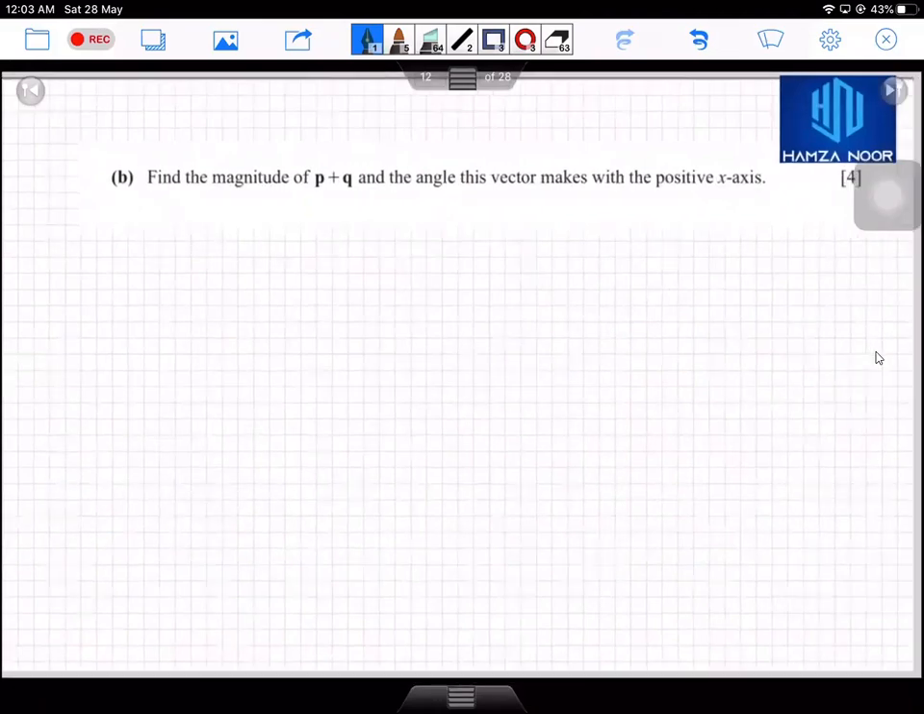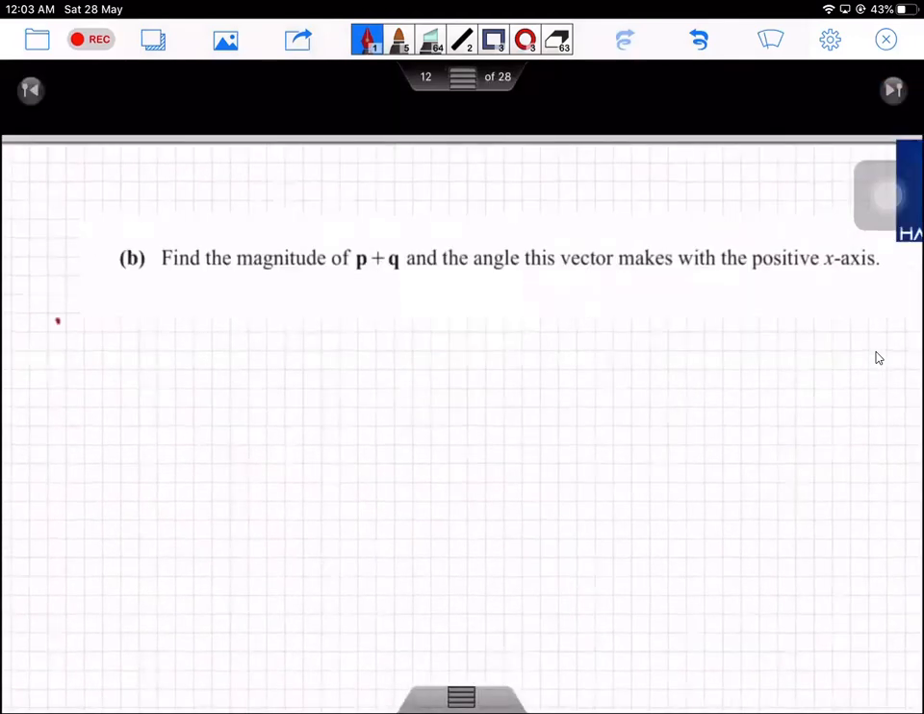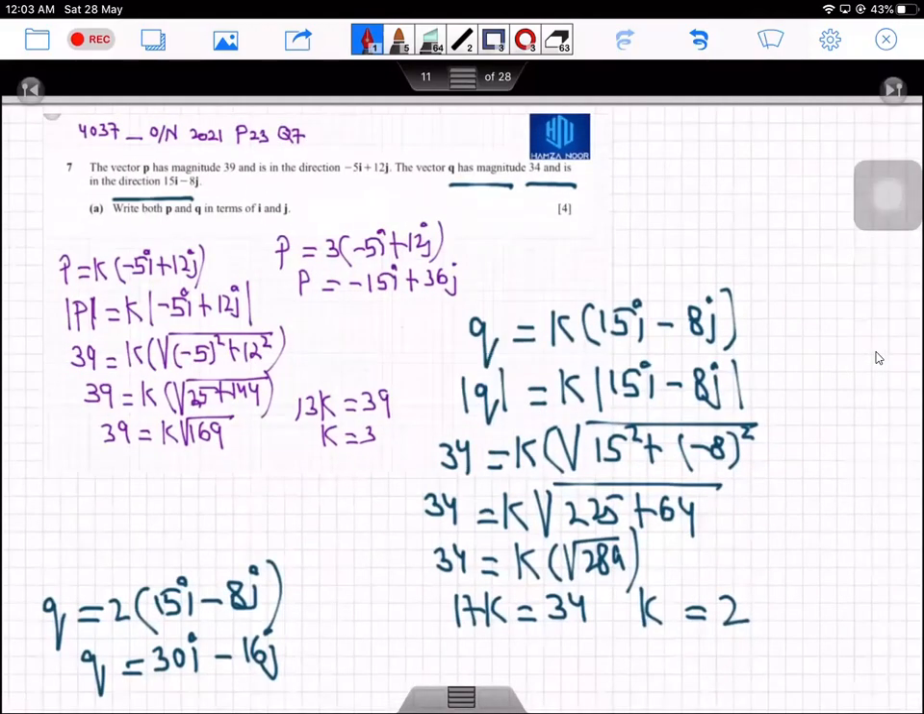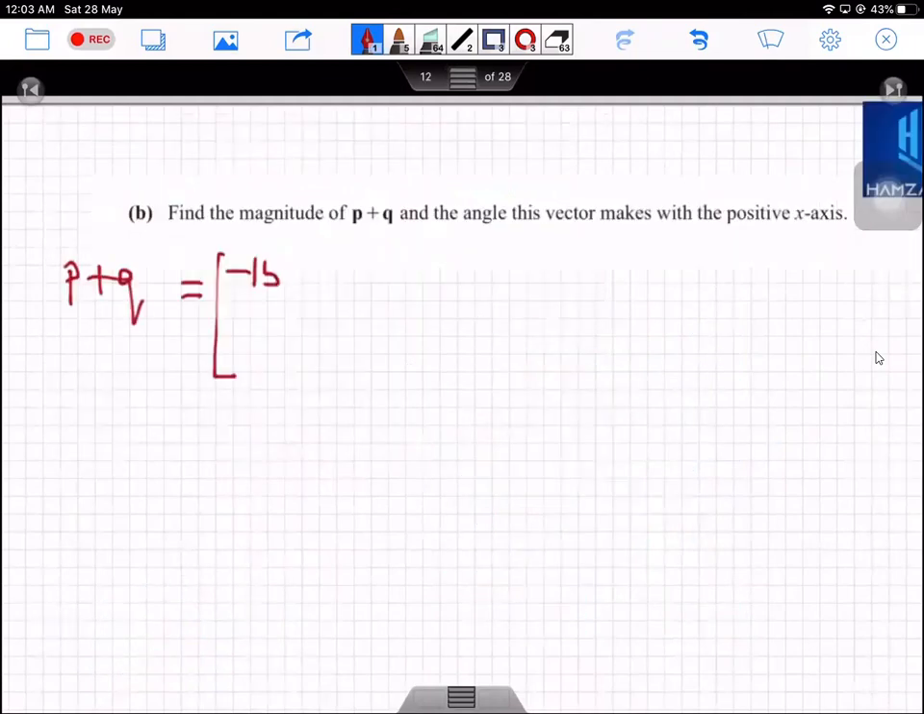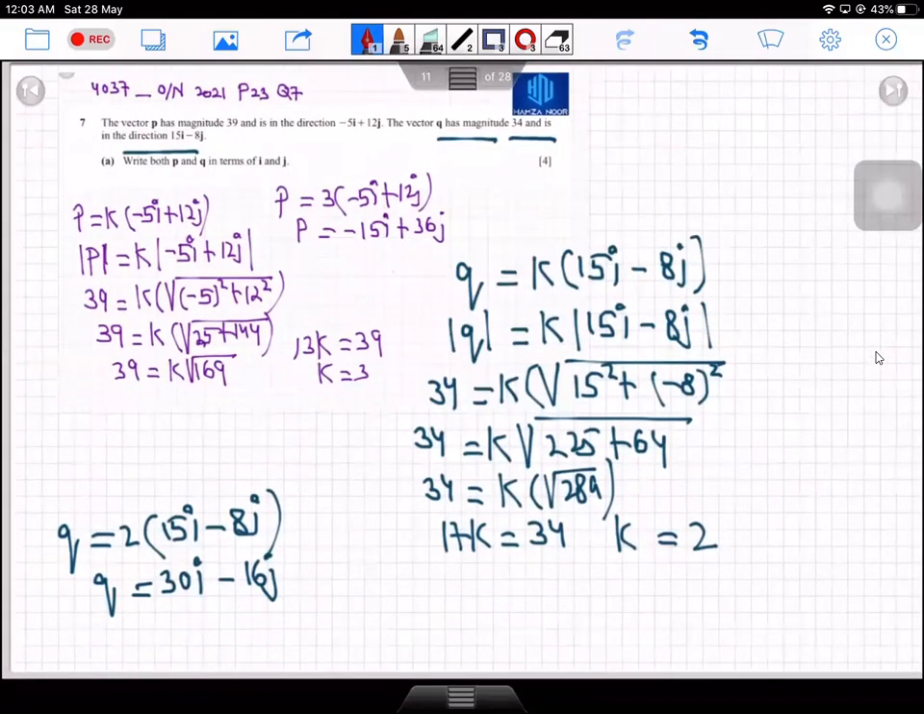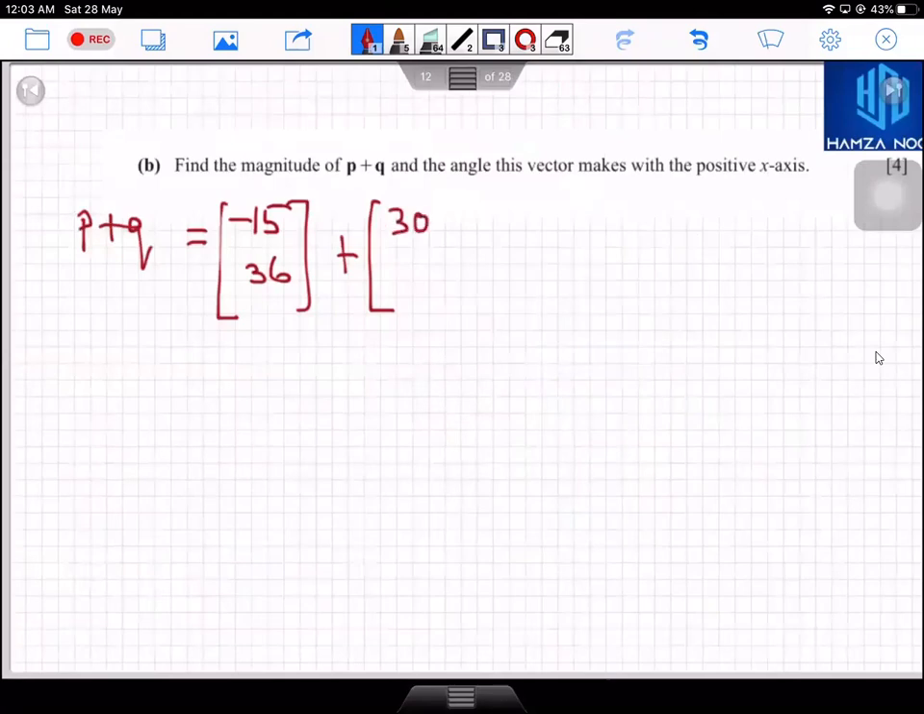Part B says to find the magnitude of P plus Q and the angle this vector makes with the positive x-axis. So P plus Q would be, as we know, the vector P is minus 15i plus 36j, plus 30i minus 16j. So minus 15 plus 30, 36 minus 16. Therefore, the P plus Q vector is 15i plus 20j.